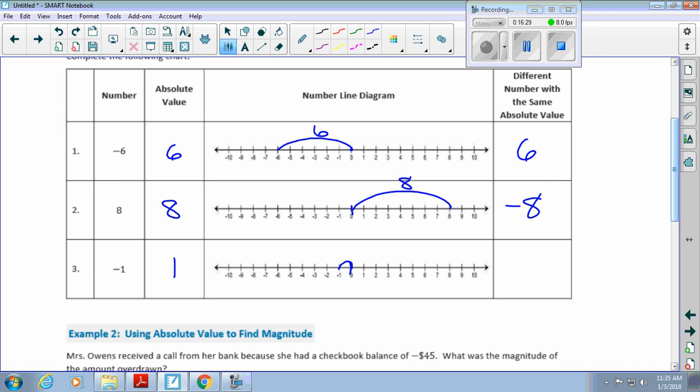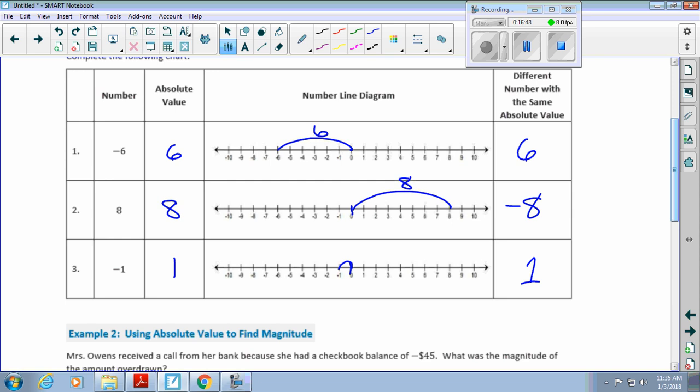All right, do you guys notice anything special here? Could we determine a rule from this? Jacob? If a number is negative, its absolute value will always come out positive. That is true.